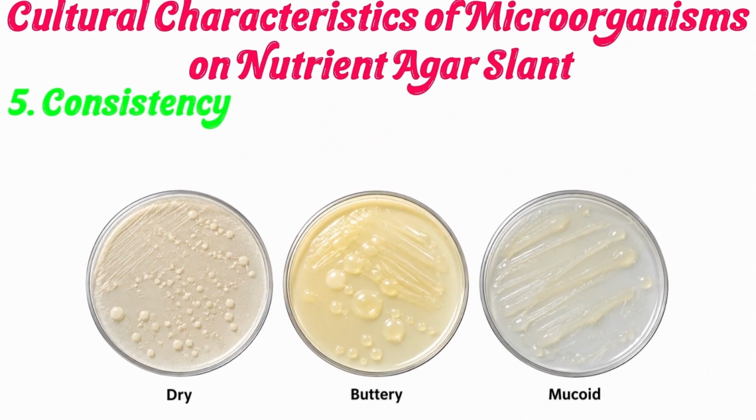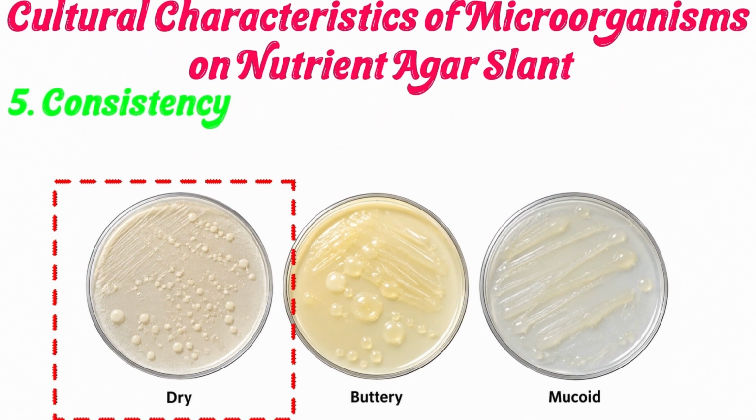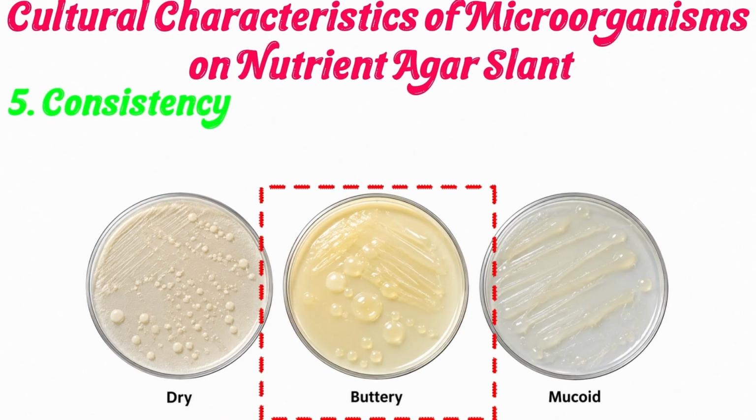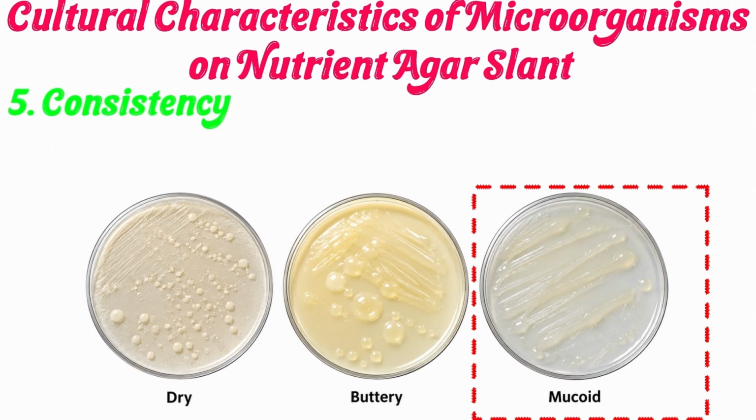Dry colonies appear rough and lack moisture. Buttery colonies are smooth, moist, soft, and resemble butter in texture. Mucoid colonies are slimy, sticky, shiny, and usually indicate the production of a polysaccharide capsule. Capsule-producing bacteria often show mucoid growth.